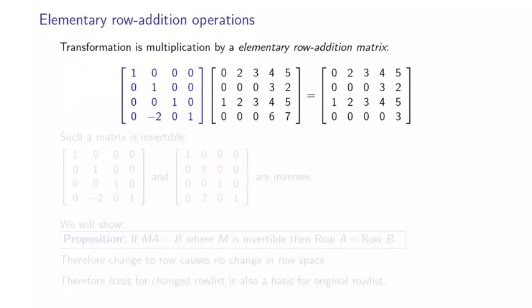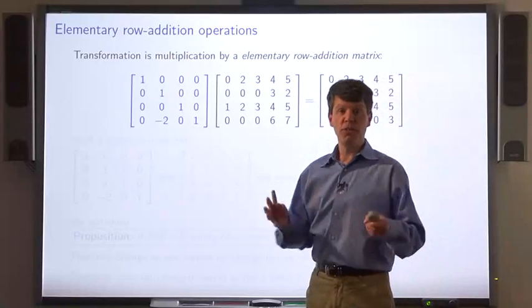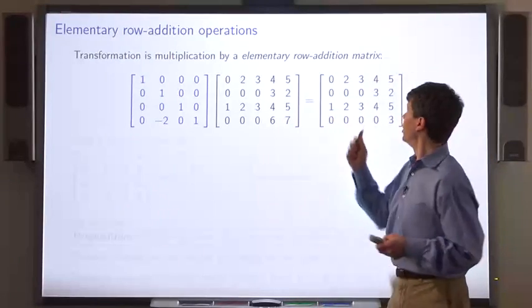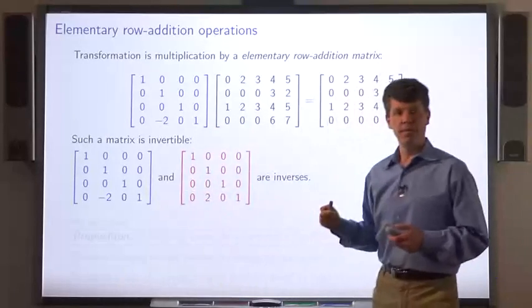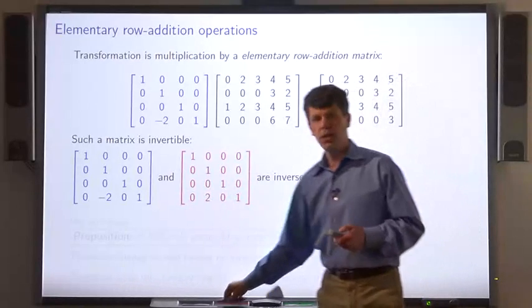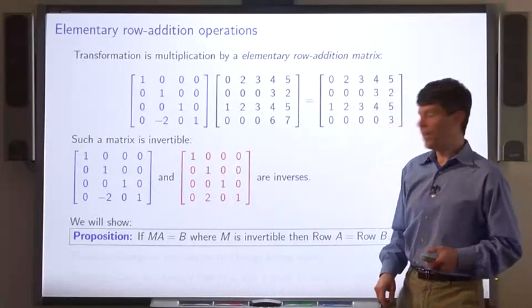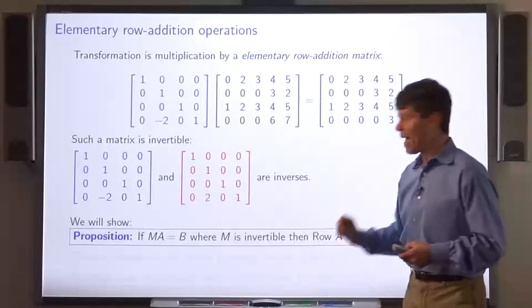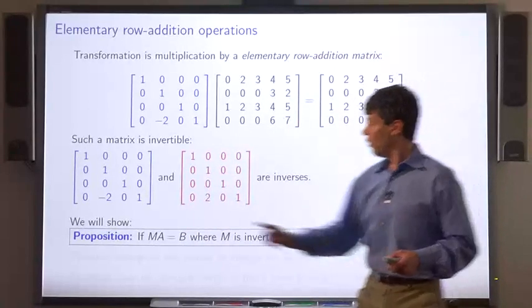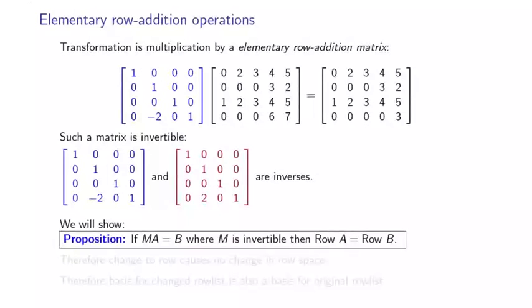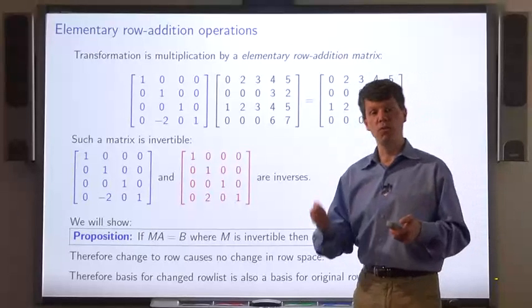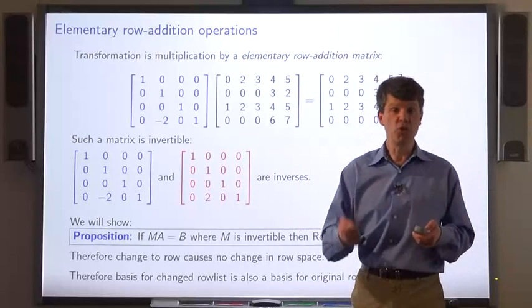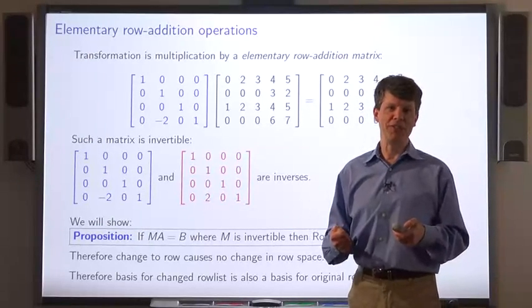The transformation we performed is equivalent to multiplication by an elementary row addition matrix. And such a matrix is invertible. In fact, these matrices are inverses of each other. We'll show that if M times A equals B, where M is an invertible matrix, then the row space of A equals the row space of B. That means that this change to the rows that the algorithm performed doesn't change the row space. Therefore, a basis for the row space of the changed matrix is also a basis for the row space of the original matrix.